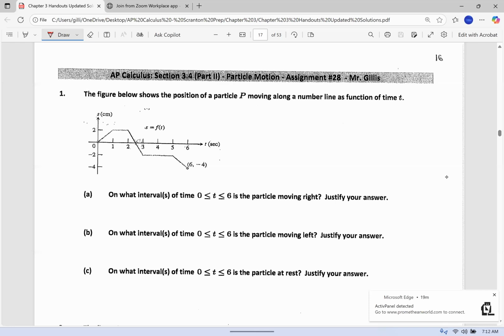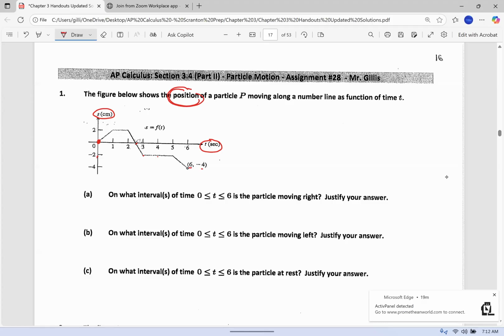So we're given a graph of the position of a particle moving along a number line as a function of time t. So this is t measured in seconds, and this is its position on the number line. That means at time t equals 0, the particle is at the origin. And say, for example, at time 2.5 seconds, the particle is back at the origin. And at time t equals 3, the particle is at -2 on the number line. And it seems that from 3 to 4 to 5 seconds, the particle has not moved because it remains at -2 during those times. And at time t equals 6, the particle is at -4.